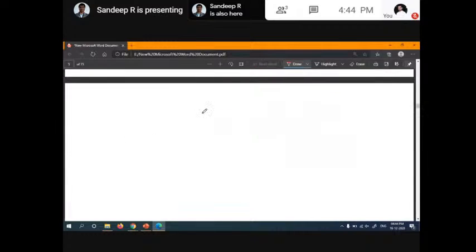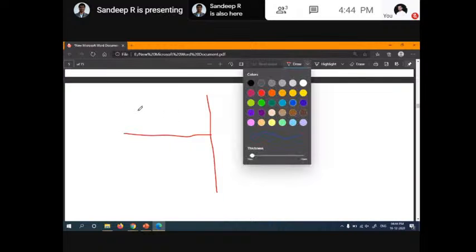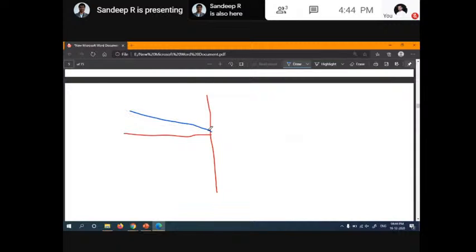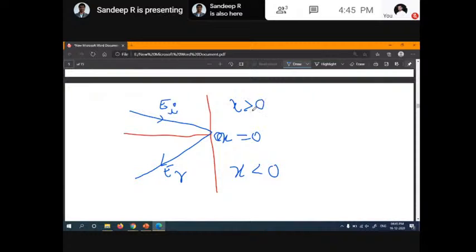So vector E is given. There is a perfectly conducting slab. So whatever wave is incident on this is not transmitted. It gets completely reflected. So this is the incident wave EI and this is the reflected wave. Now if I consider this as x equal to 0, the region below this is x less than 0 and the region above this is x greater than 0.